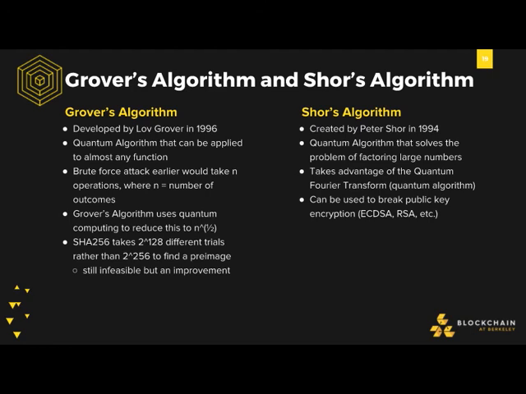What Grover's algorithm does is, instead of running through all n of the possibilities, you only have to run through the square root of n of the possibilities. To put this in perspective for SHA-256, to run through all the different inputs you'd have to run through 2 to the 256 inputs. With Grover's algorithm, you'd only have to run through 2 to the 128 different inputs. Running through 2 to the 128 inputs is still pretty infeasible, but it's definitely an improvement over 2 to the 256.